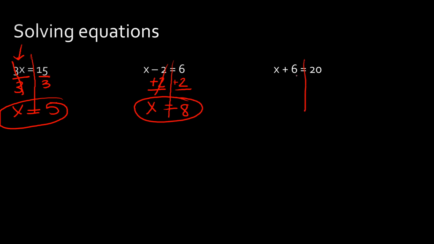All right, our third example here, I have x plus 6 equals 20. So here I see a plus 6. The opposite of addition is subtraction. So I'm going to subtract 6 here. I have to do the same thing to the other side. So these are going to cancel. I'm left with just x. 20 minus 6 is going to be 14.